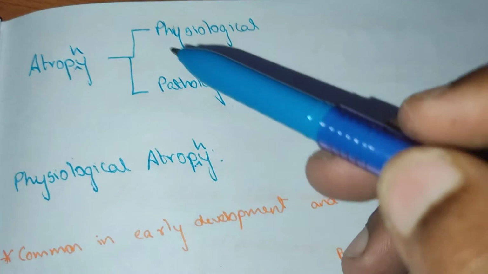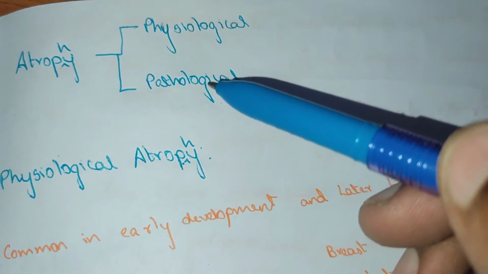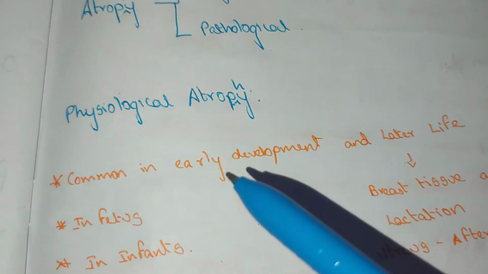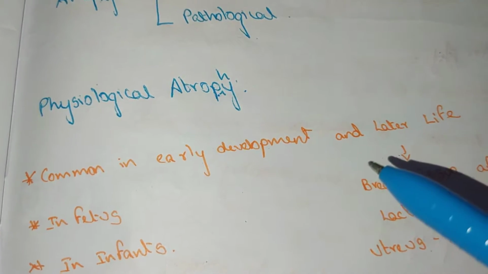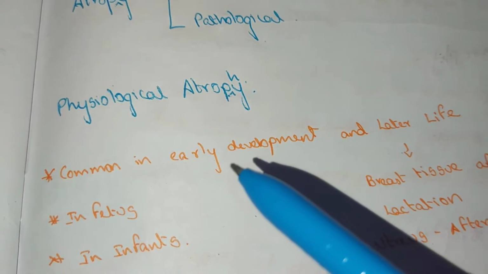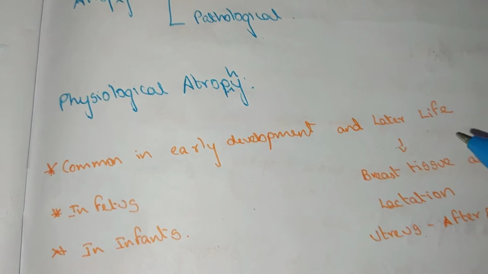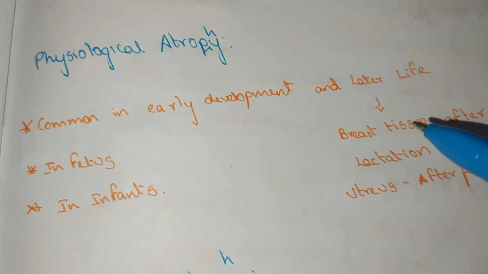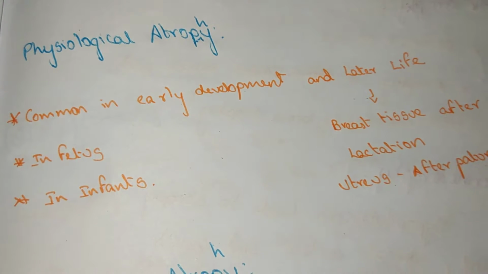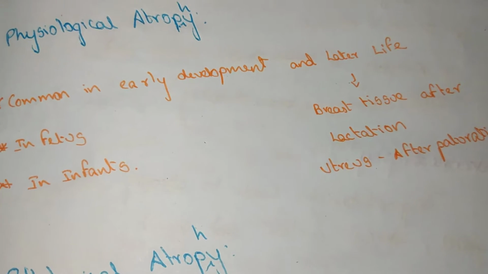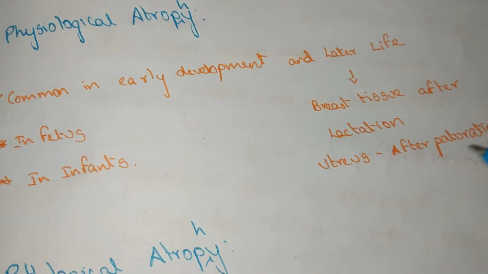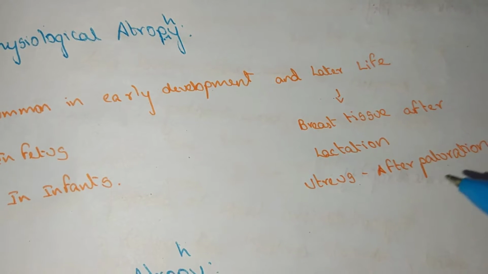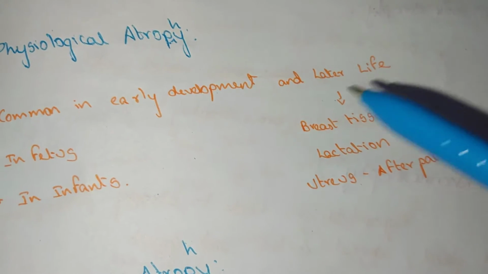This atrophy is divided into physiological and pathological. Physiological atrophy is common in early development as well as later life. In early development, in fetus and infant; in later life, breast tissue after lactation undergoes a partial reduction in size, which is atrophy, and the uterus after parturition, after the delivery, the uterus contracts, which is an atrophy.